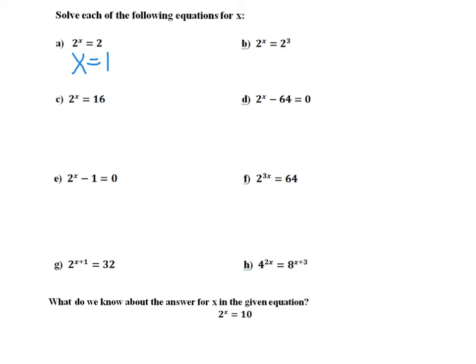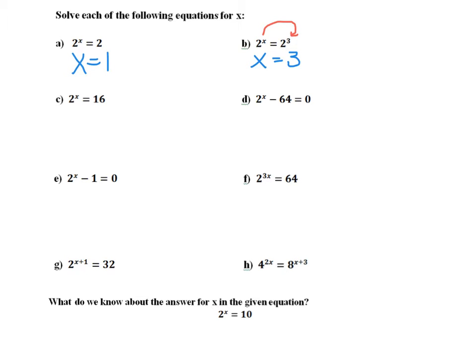In part B, 2 to the x is equal to 2 to the third. Notice how this equation is set up where the bases of 2 match. So that means that the exponents have to match as well. That's going to tell me that my exponent x must be equal to 3. It's not necessary to multiply out 2 to the third power to get 8. We just want to make it so that the exponents match each other.